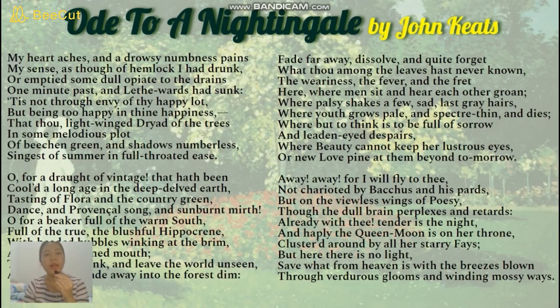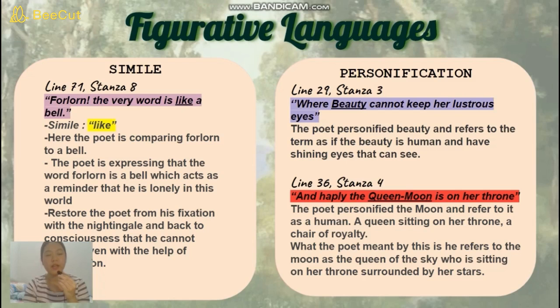So for today, the first poem that my group chose was Ode to a Nightingale, written by John Keats. This poem is an 8-stanza poem that was written in 1819. Alright, so I would be presenting the figurative languages that could be found in Ode to a Nightingale after analyzing the poem. So first off is simile.